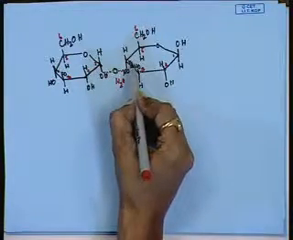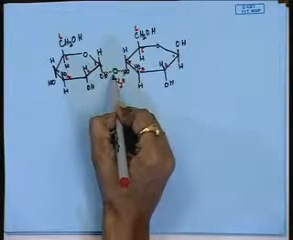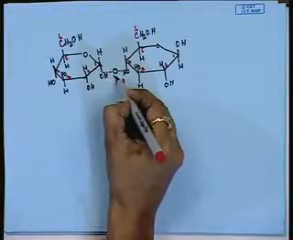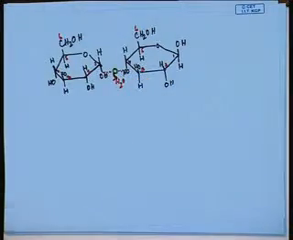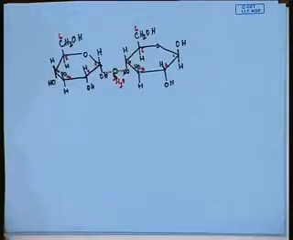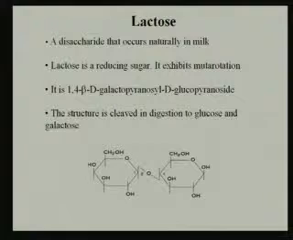So, when one glucose molecule is getting linked with another glucose molecule, the bonding is called glycosidic bonding, and it releases a molecule of water from this bonding. So, one molecule of water is being released to stabilize this. Maltose is one such example.